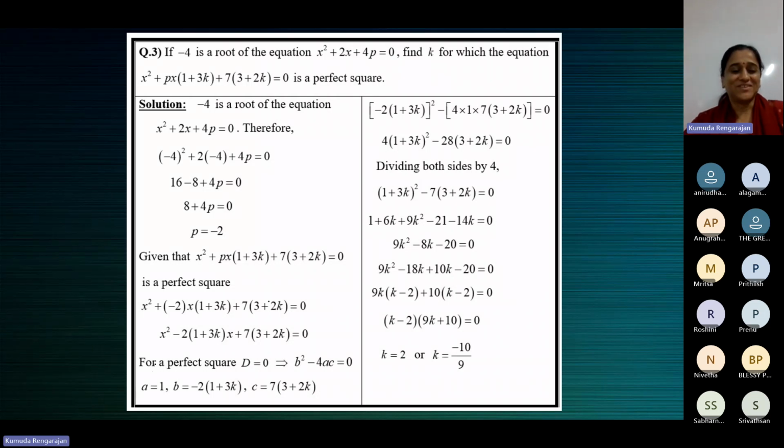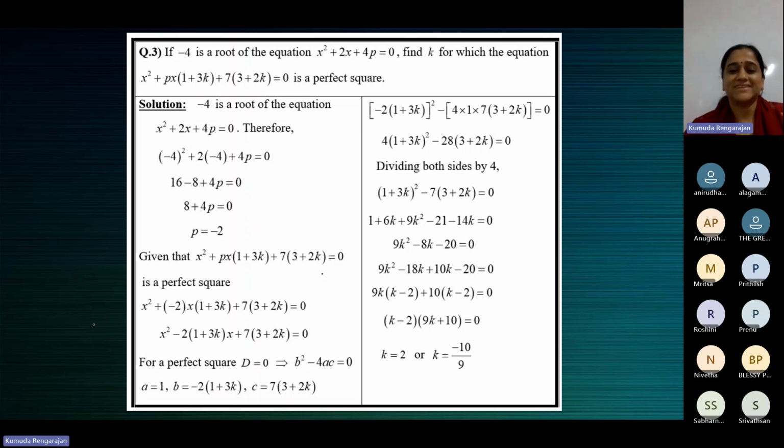So I've taken the value of p as minus 2 here, plus into minus. So we don't have to open the bracket. Plus into minus as minus. I put this x behind here, 1 plus 3k, and this one as it is equal to 0. Don't open the bracket. So get the values of a, b, and c. Then it's a perfect square, which means d is equal to 0, which means b squared minus 4 into a into c is equal to 0. The rest of it is familiar to you.